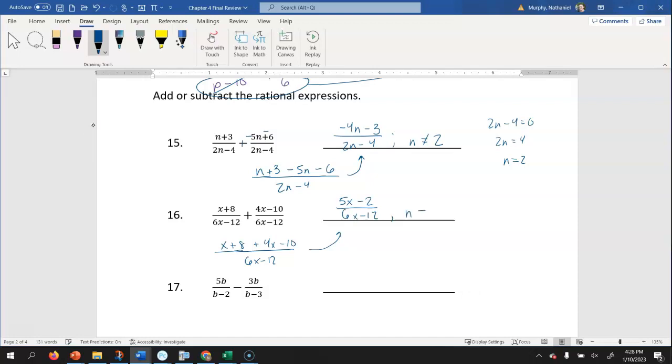And we just say what n can't equal. If I set 6x minus 12 equal to 0, I would add 12 and divide by 6. 12 divided by 6 would give me 2 again. So n, or I guess I should have said x, can't equal 2.